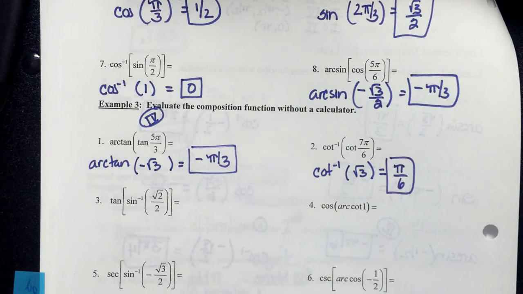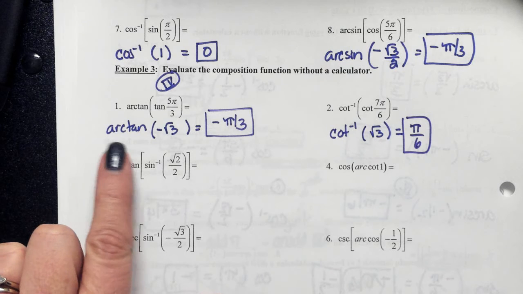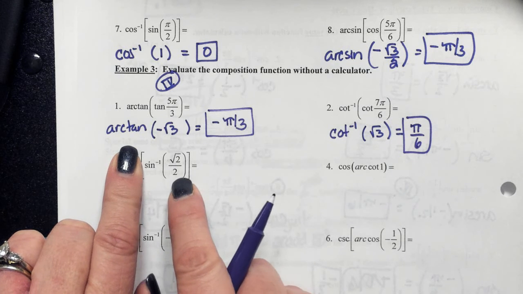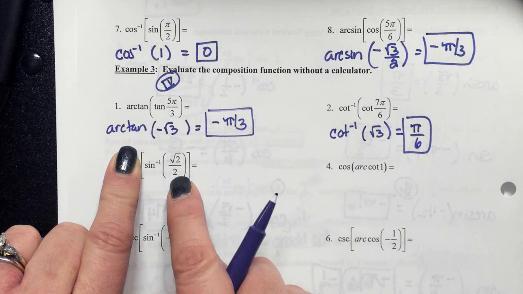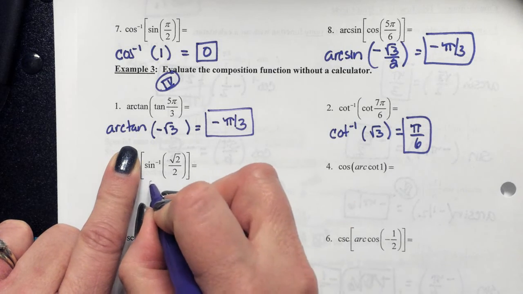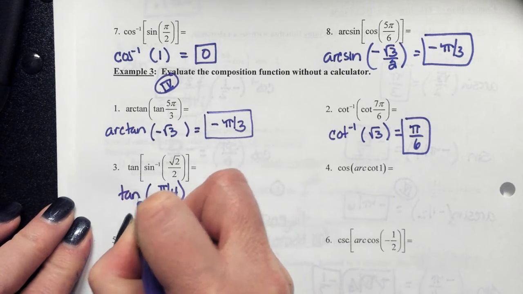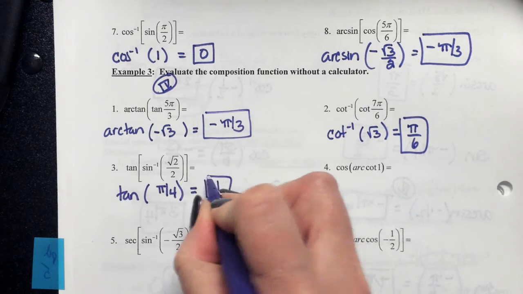Okay. Number 3. Inverse sine of √2/2. So again, inverse sine is 1 and 4. Because it's positive, I'm in 1. What's the angle in quadrant 1 that has a sine value of √2/2? pi/4. So now I want to find the tangent of pi/4. And the tangent of pi/4 is 1.